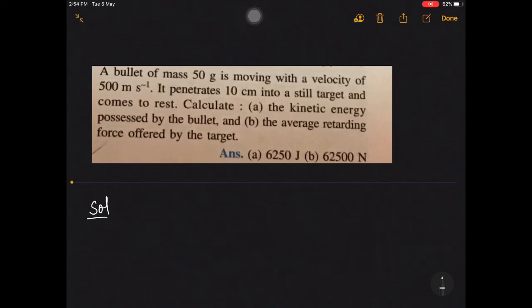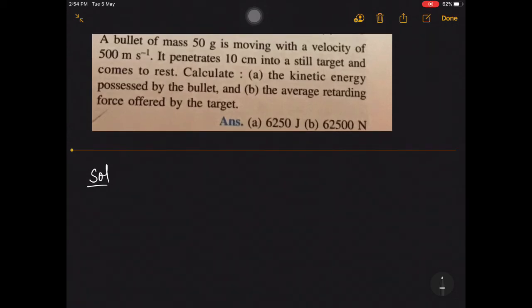It says a bullet of mass 50 gram is moving with a velocity 500 meter per second. It penetrates 10 centimeter into a still target and comes to rest. Calculate kinetic energy possessed by the bullet and the average retarding force offered by the bullet. So let us first write the given information. The mass of the bullet is 50 gram. I am converting it to kg, because I want to find out the answer in SI unit.